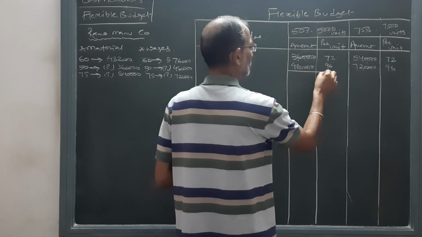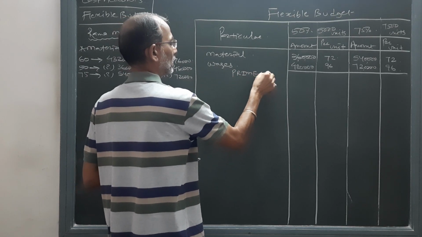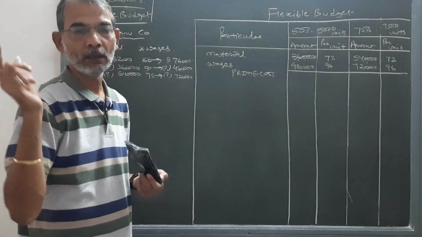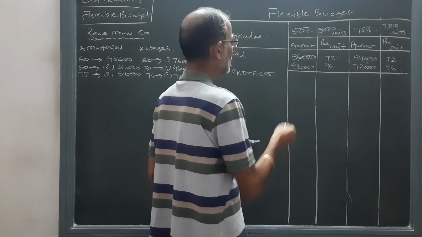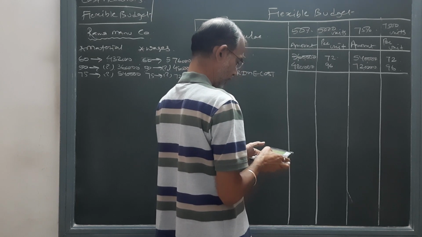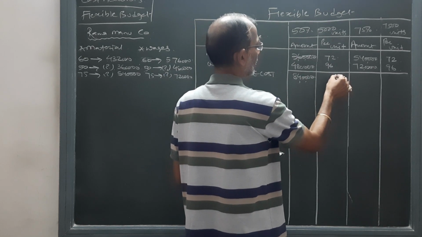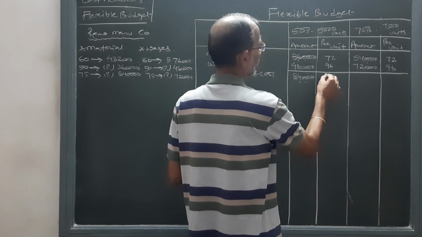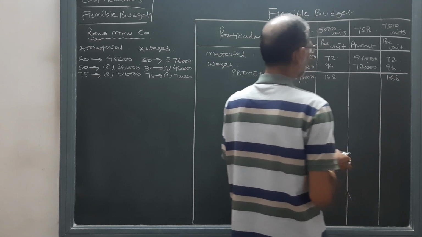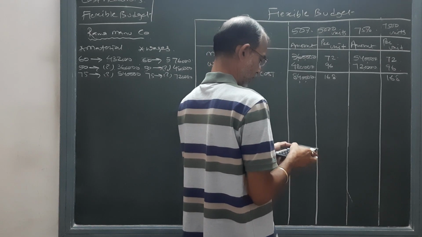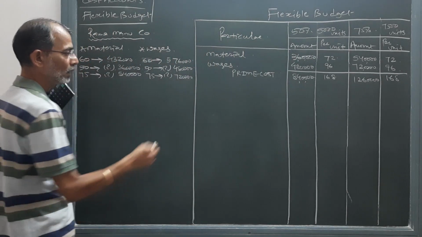Now this is called prime cost. Material, direct labor, direct expenses and any other direct expense. 360 plus 480, that is 8 lakh 40,000, and 540 plus 720, 12 lakh 60,000.